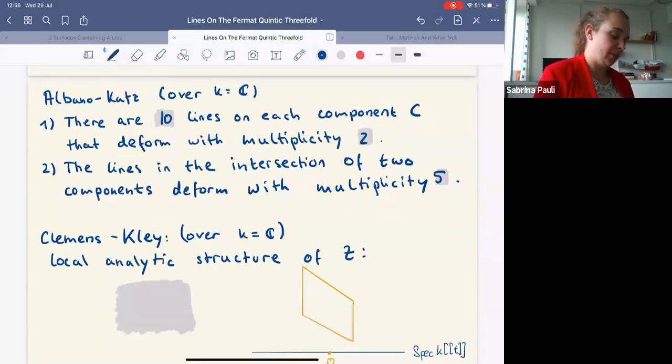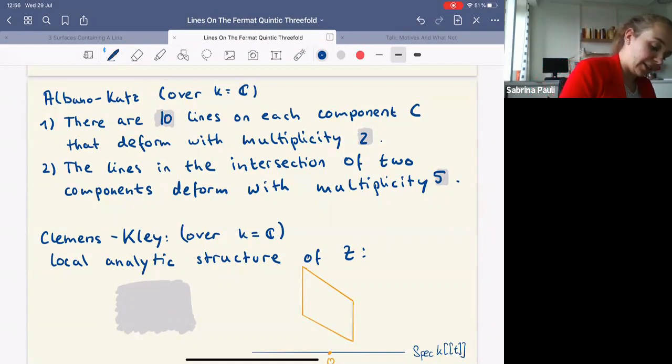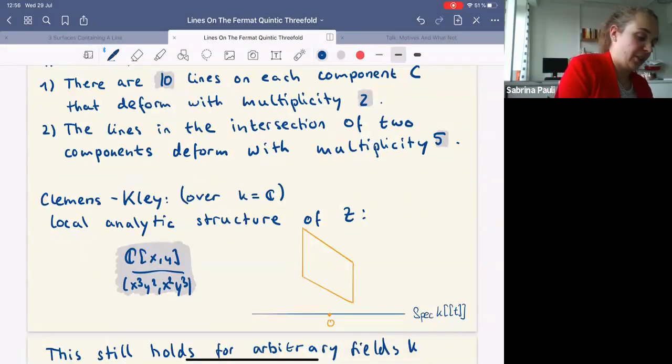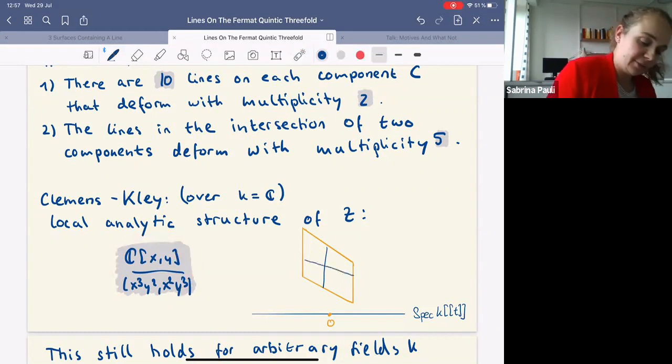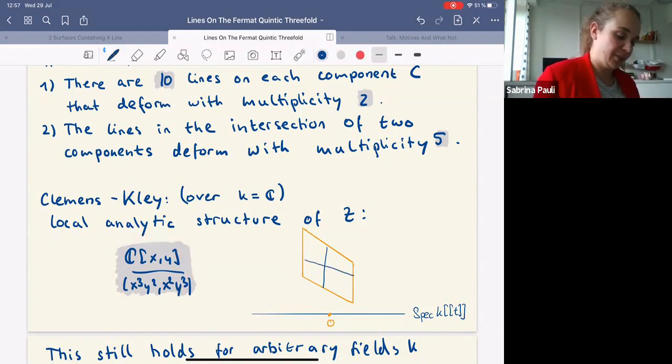And then there's a paper by Clemens and Kley, again over the complex numbers, who look at this zero scheme Z and look at how it looks locally. And they find it looks like the ideal generated by x cubed y squared, x squared y cubed in C[x,y]. So if I do this deformation picture again at 0, what I get is something like a thick cross. So the zero locus of this here is something like a thickened cross. Not so nice, but this is the cross. This is what the zero locus looks like.